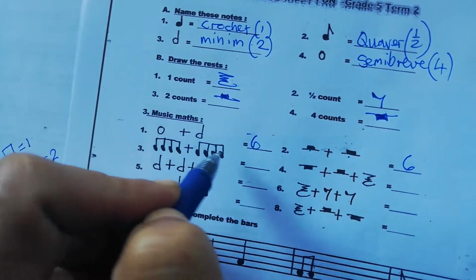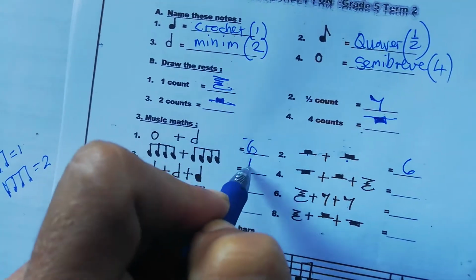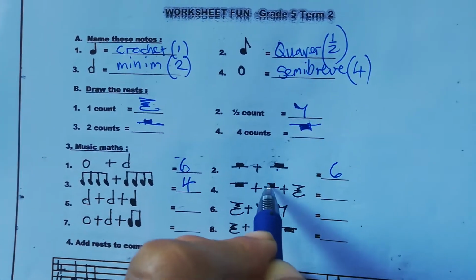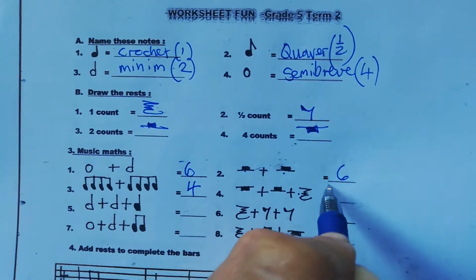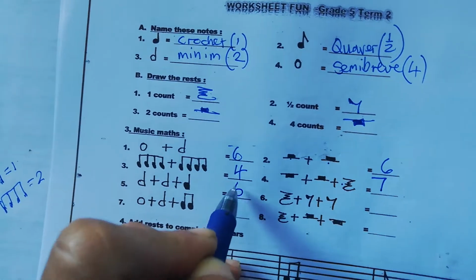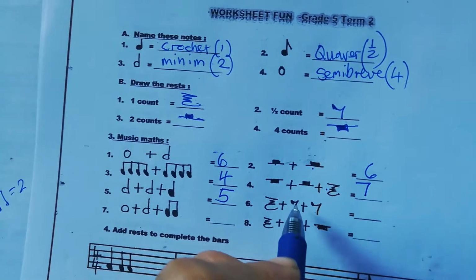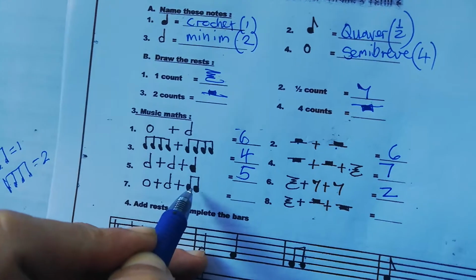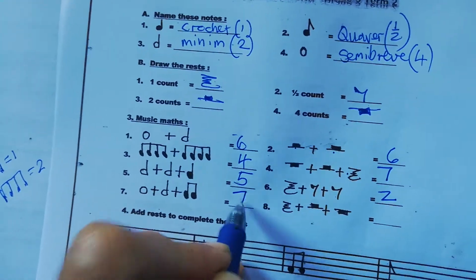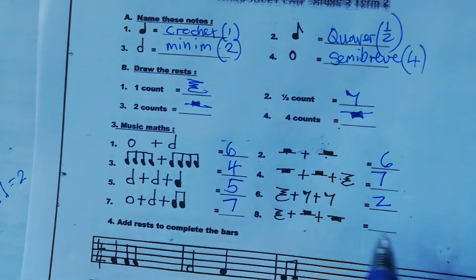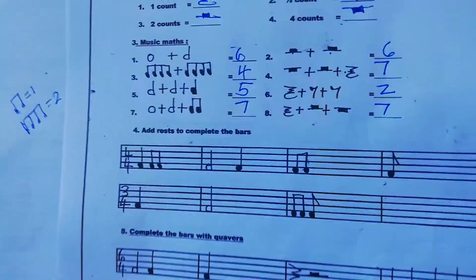So this is 4 and 4. 2 plus 2 is 4. Okay, then rests. 4 count plus 2 count plus 1 count. 4, 5, 6, 7. 2 plus 2 plus 1, 5. 1 plus half is 2. 4 plus 2 plus 1. 4, 5, 6, 7. Then 1 plus 2 plus 4. 4, 5, 6, 7. Okay, music maths. Learn your notes and rests.